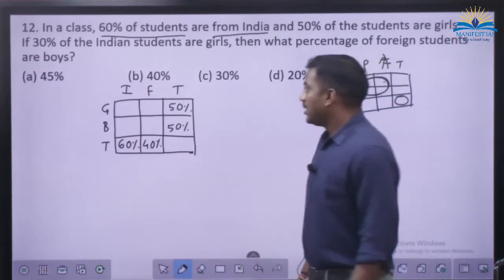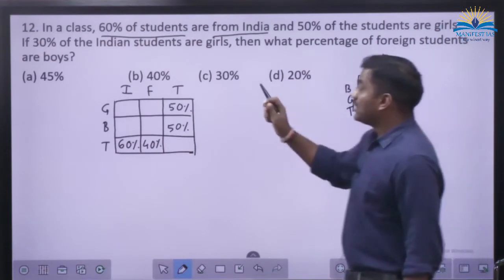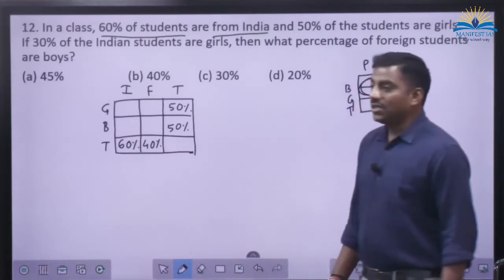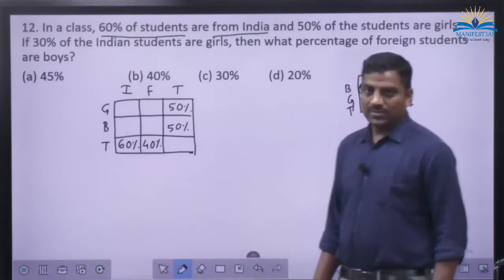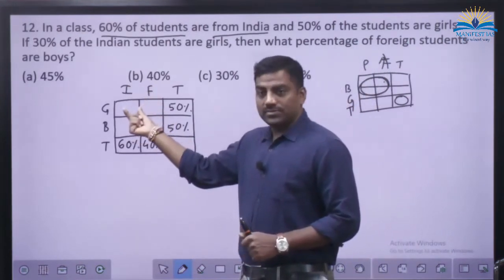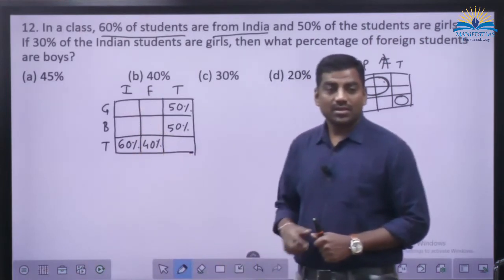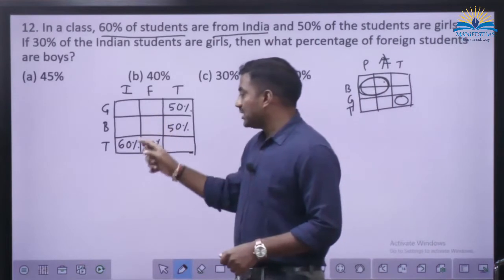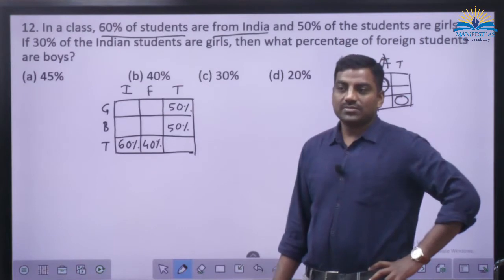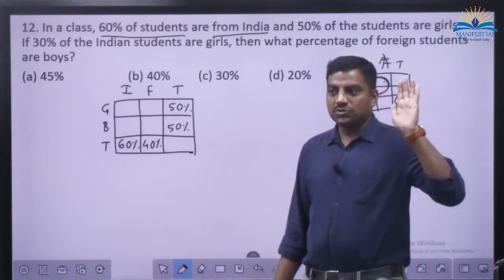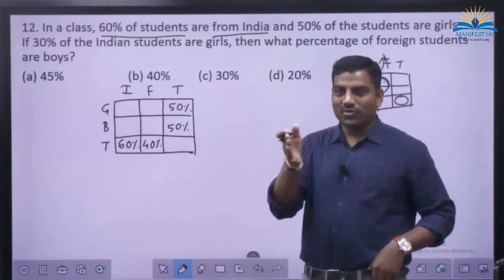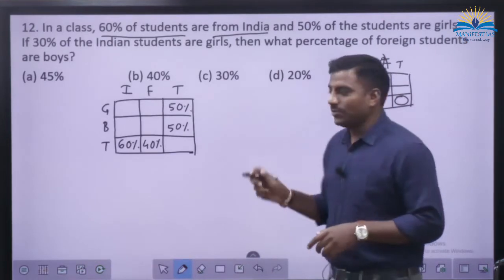Correct? Yeah. Now they are telling, if 30% of the Indian students are girls, what does that mean? Indian girls are 30% of the Indian students. So 30% of 60% is how much? 30% of 60%. Someone will do Akashvani to you. 30% of 60% is this. Work out if you are not getting. 30% of 60%.